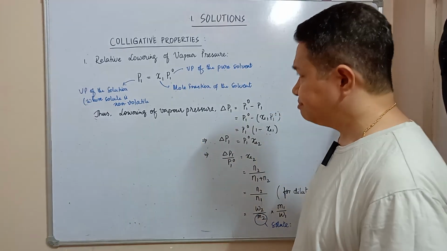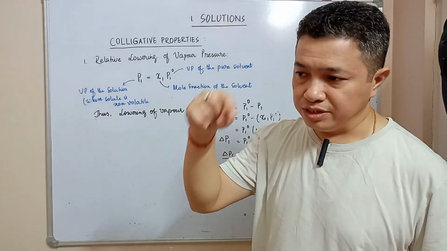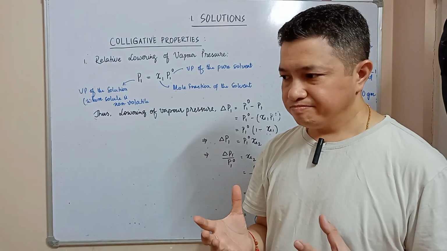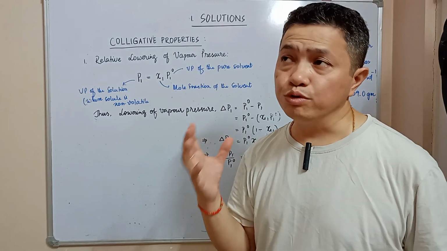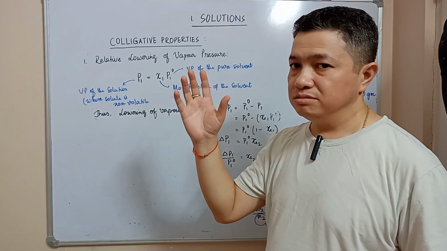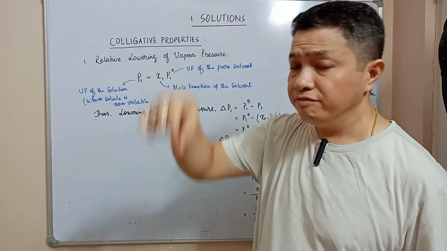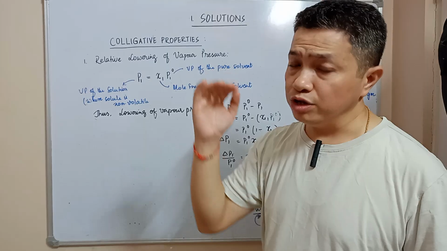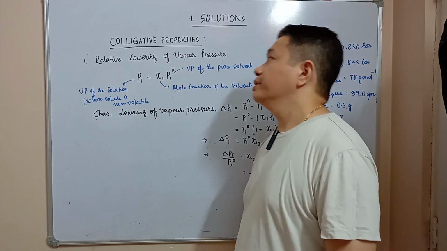We know that whenever a non-volatile solid is put inside or dissolved in a volatile solvent, its vapor pressure lowers. The vapor pressure of the pure solvent lowers. A pure solvent has some vapor pressure, but when a non-volatile solid is dissolved in it, its vapor pressure will lower. So we will be learning what we mean by relative lowering of vapor pressure.